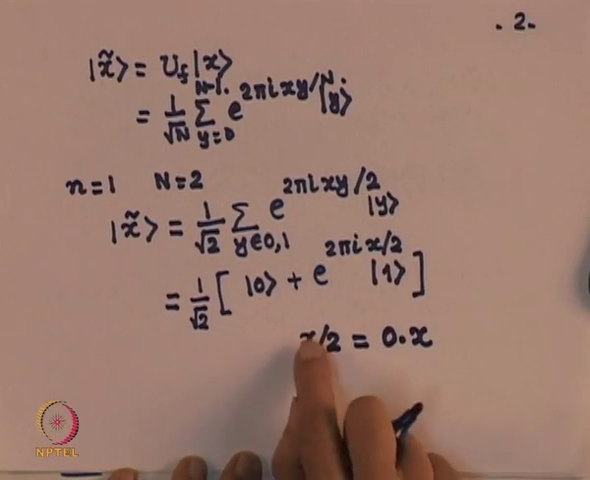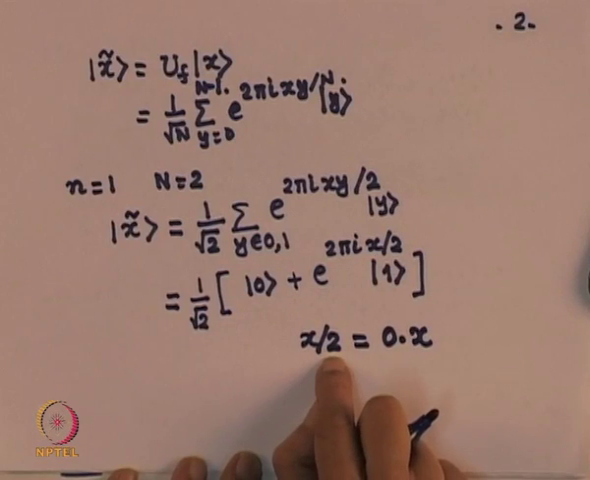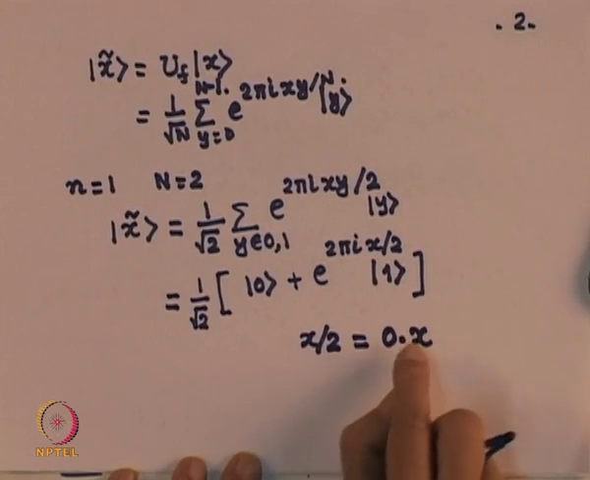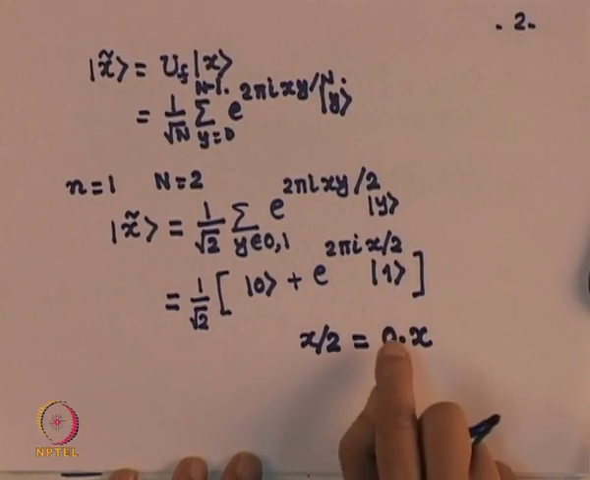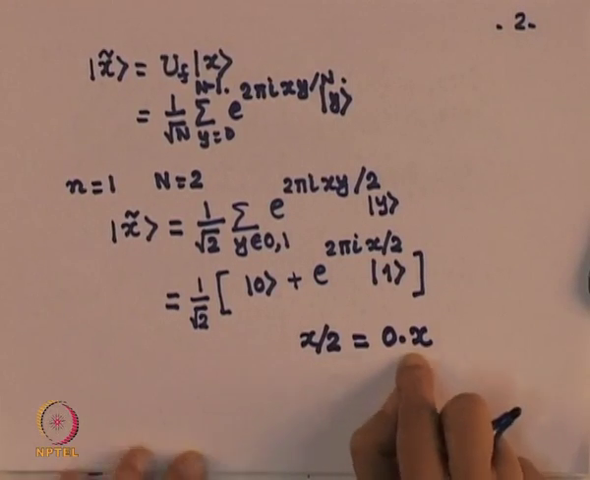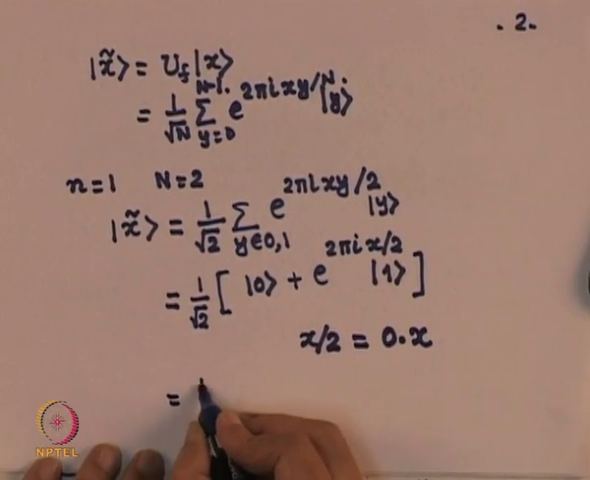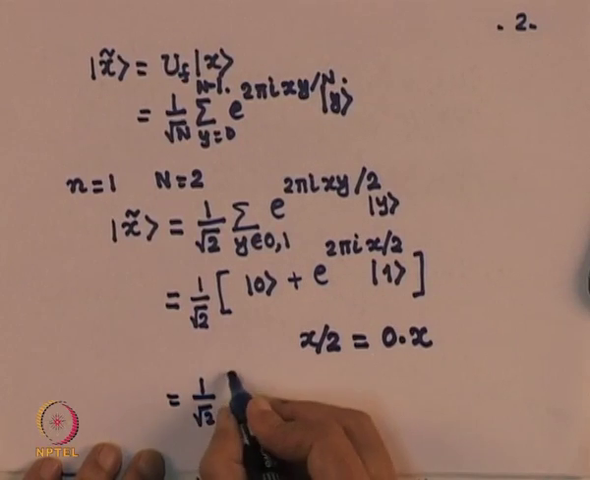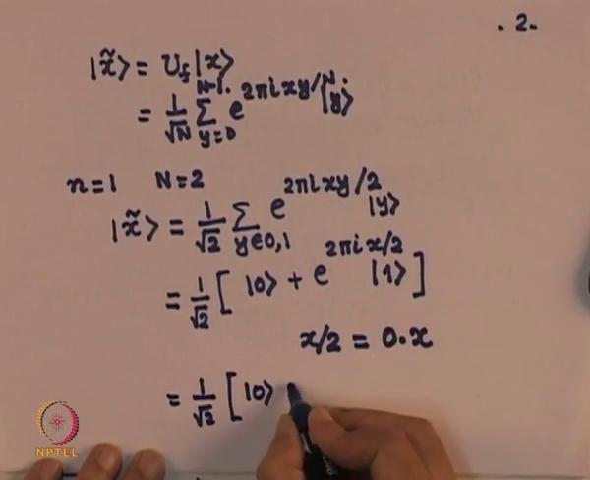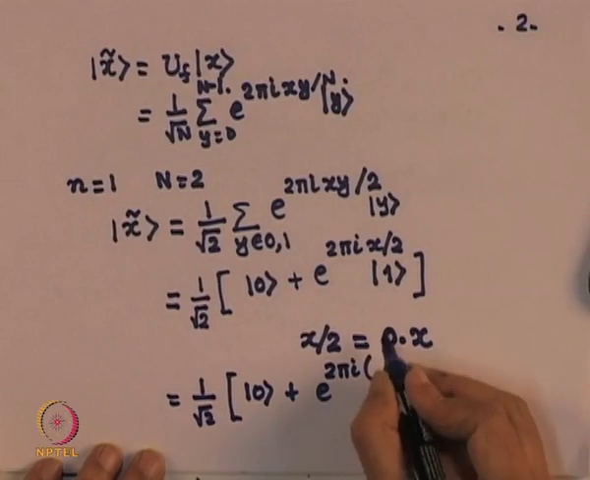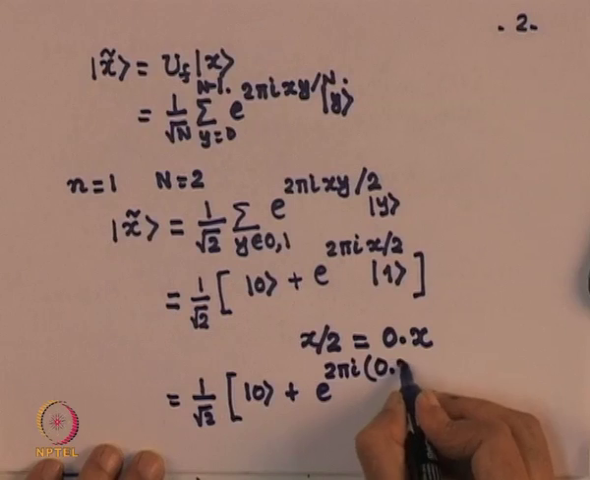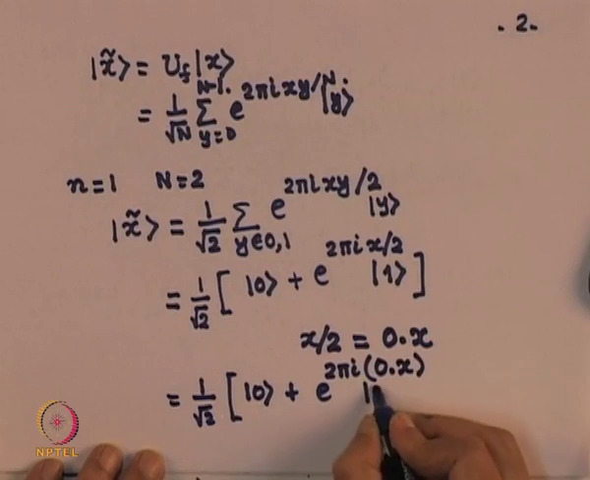So, therefore, if I write something divided by 2, the binary point or binary decimal is a bit of an oxymoron statement, but the binary point representation is 0.x. So, I will write this as 1 over square root of 2, (|0> plus e to the power 2 pi i times, instead of writing x by 2, I will write it as 0.x1).